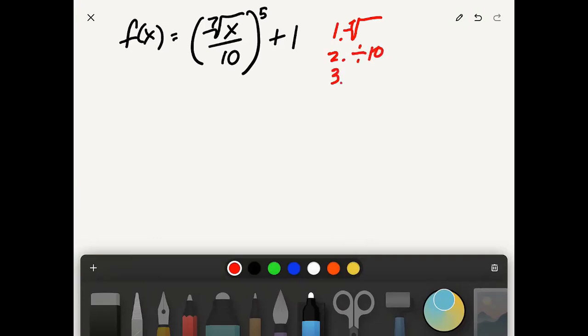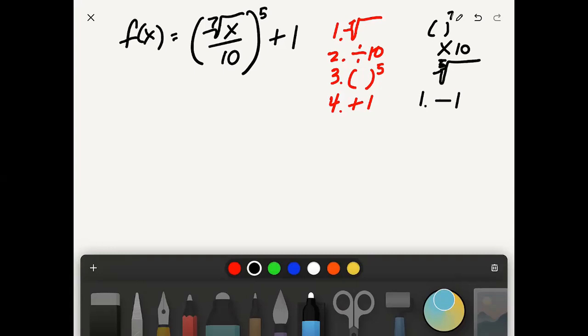Third thing that we're doing is we're raising it to the 5th power. And then the fourth thing that we're doing is we're adding 1. So we're going to do the inverse. So the inverse is subtracting 1. The inverse of raising something to the 5th power is taking the 5th root. That's a 5. The inverse of dividing by 10 is multiplying by 10. And the inverse of taking the seventh root is raising something to the seventh power.